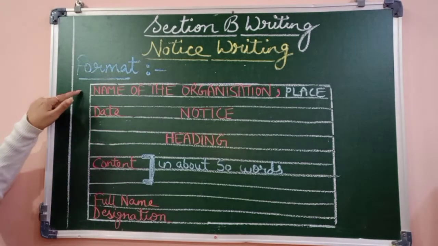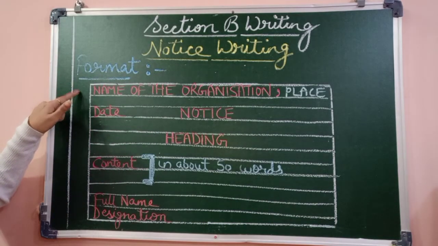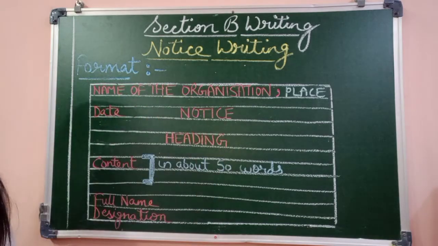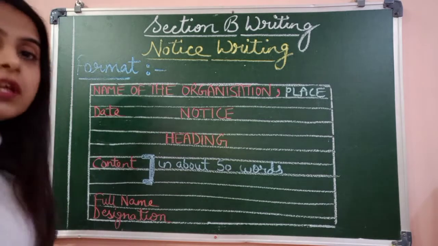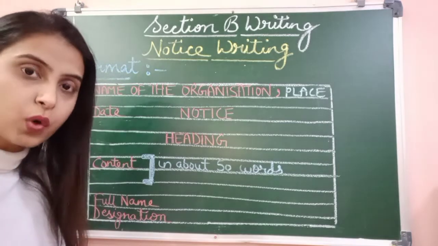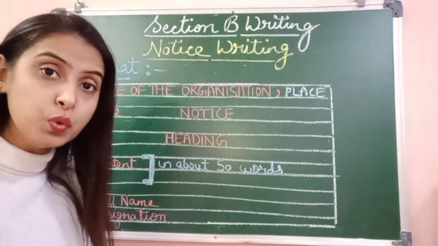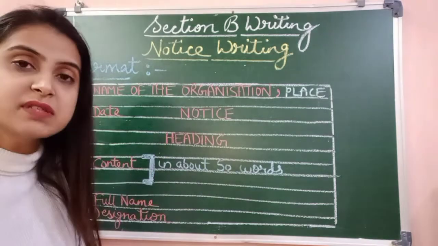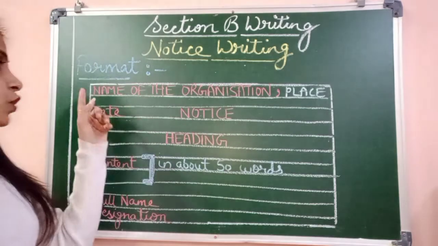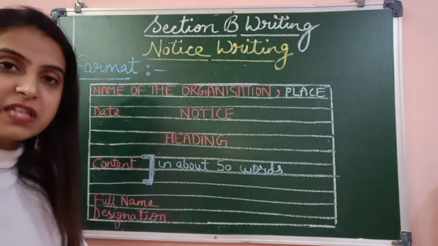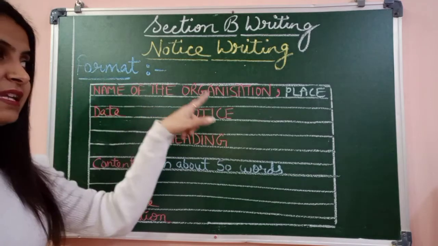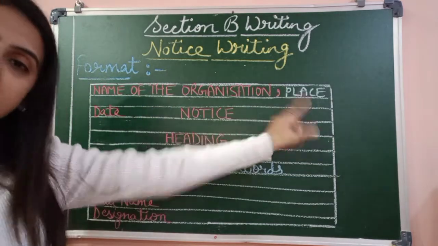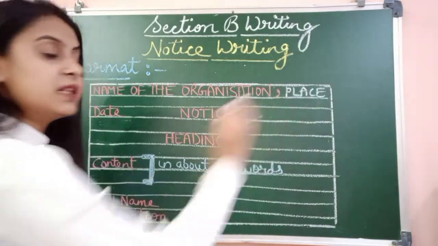Now the first line of the notice has to be the name of the organization along with the place. Name of the organization means the organization who is issuing the notice, the issuing authority name. If you are getting the notice from your school, you might have seen that on the top there is the name of the school, right? So if your school is issuing any notice, then there will be the name of your organization, Sir Padampat Singhania Education Center, comma Kanpur. Place also is important to write.